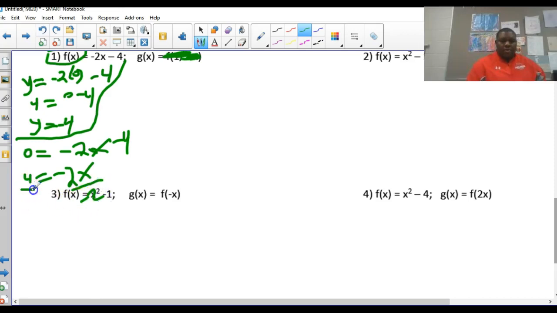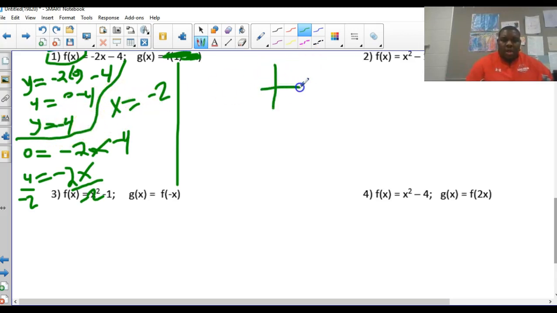Divide by -2. So we get x equals 4 divided by -2, which is -2. All right. So what we got right here, here's the y-intercept for f of x. Here's the x-intercept for f of x, okay? Those won't change. Well, they'll change in a second. Again, these are the intercepts.